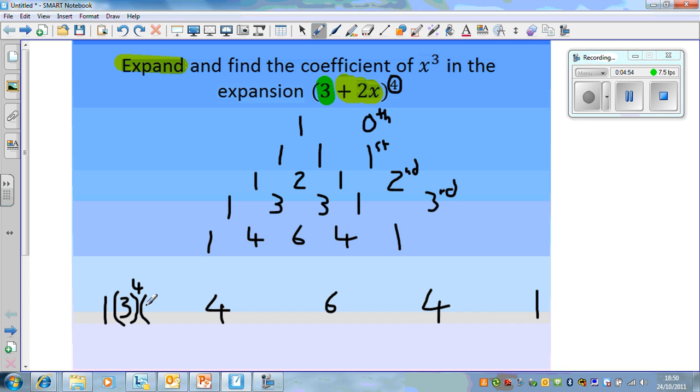Okay, now don't worry too much about powers of 0, don't start panicking. Powers of 0 are really easy to handle. We'll speak about them in a second. Okay, then I'm going to add.